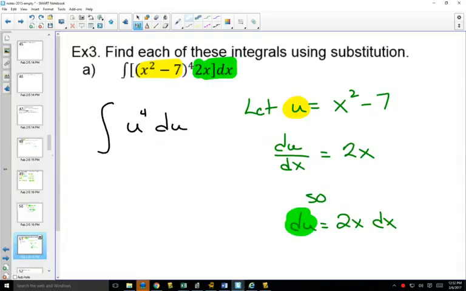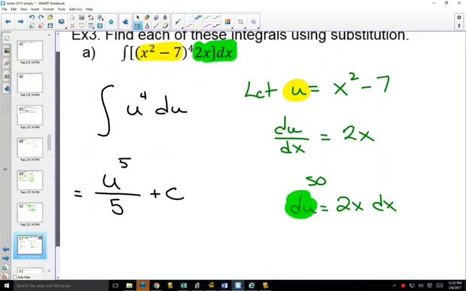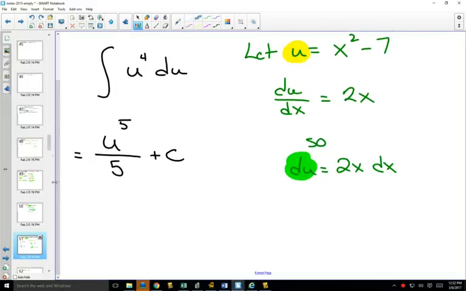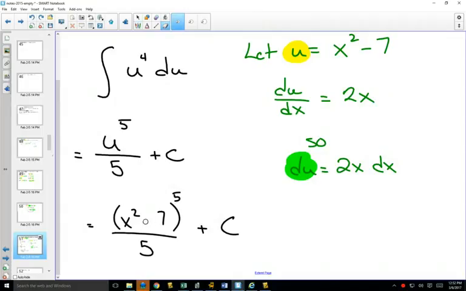And this is an integration that we've done before. How do we integrate with our power rule? Add 1 to the exponent, divide by the exponent, plus c. And then once you've done that, you can substitute back to write things in terms of x. So u was x squared minus 7. It's going to be divided by 5, to the power of 5, minus 7, plus c, where c belongs to all the real numbers.